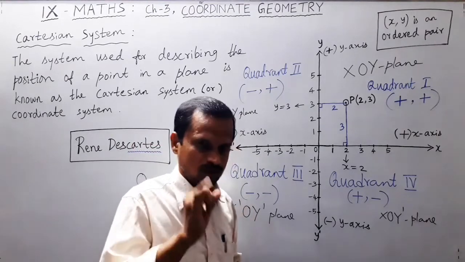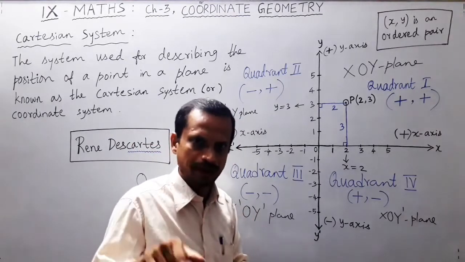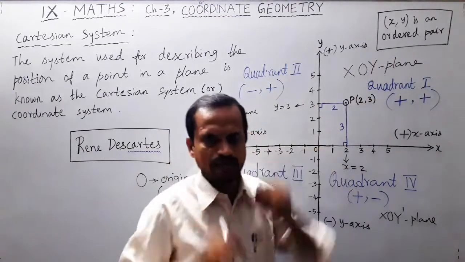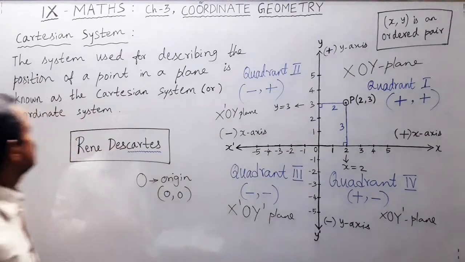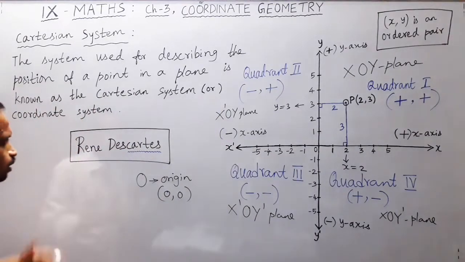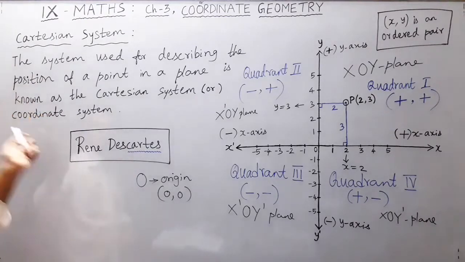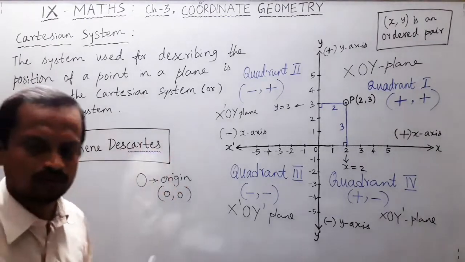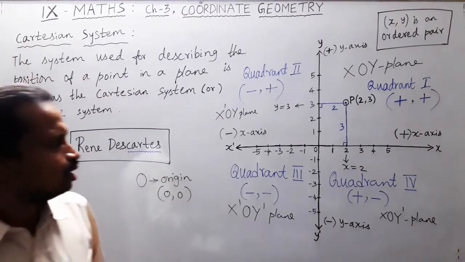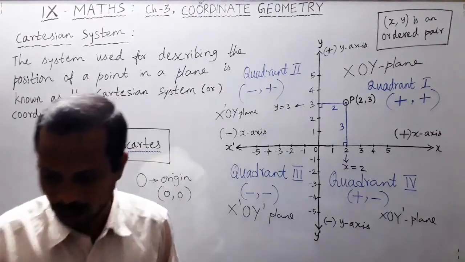So what are the things you should know? x comma y enclosed by the parentheses, the brackets. Clear? And then there is the mathematician who initiated this, René Descartes. This is what you have to take first, and then we recall the points. You have to write the points one by one.